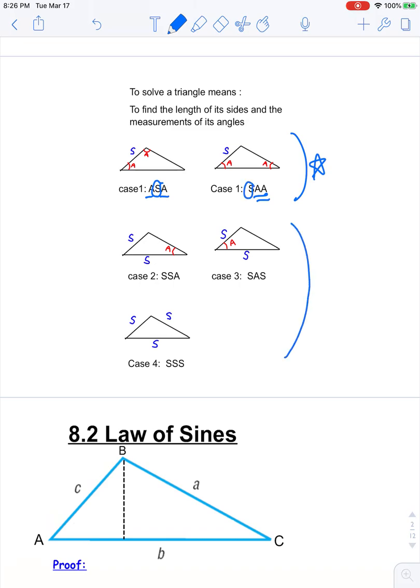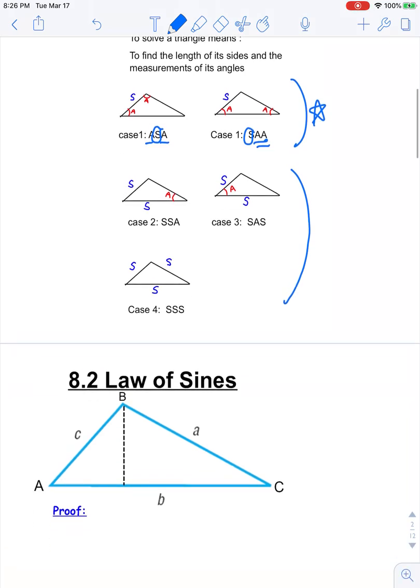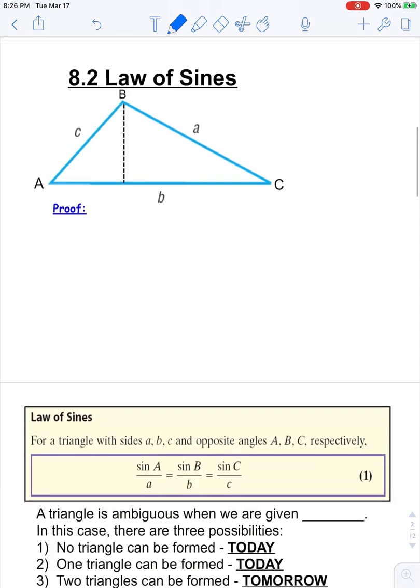Later on, we're going to get into the rest of these cases. We'll see a little bit of those today. This is where we have at least two sides and possibly one angle, depending on the situation. In these cases, things can get a little bit trickier, and we'll talk about that as we get to them.